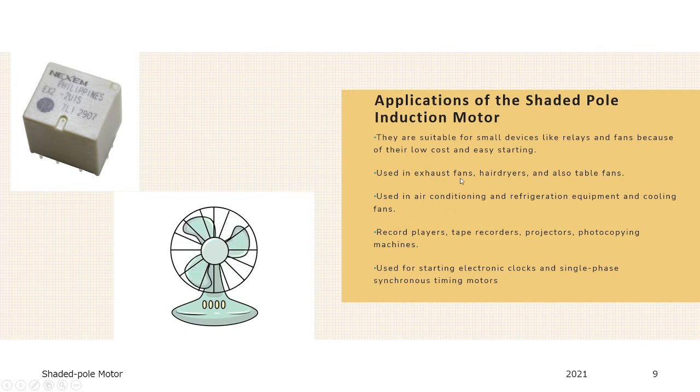So ang iba pa po is yung exhaust fan, hair dryers, tsaka po yung table fans nga po. Tapos air conditioning, refrigeration equipment, tsaka cooling fans. Record players, yun nga po, nagpapaikot sa record players. Tape recorders, projectors, photocopying machine. Use for starting electronic clocks and single phase synchronous timing motor. So yun po yung pwede po paggamitan ng shaded pole motor po natin.